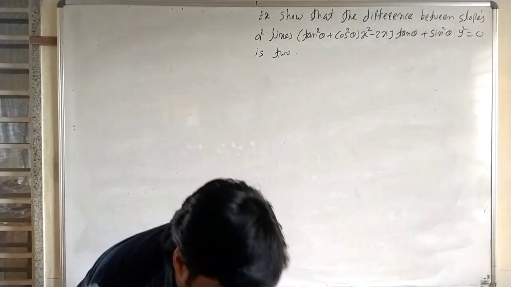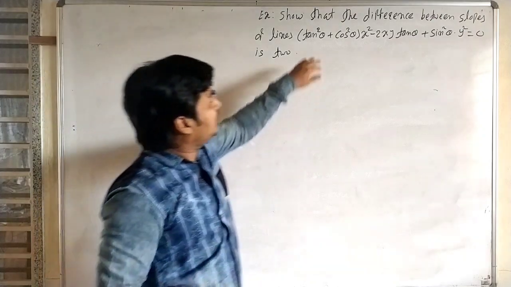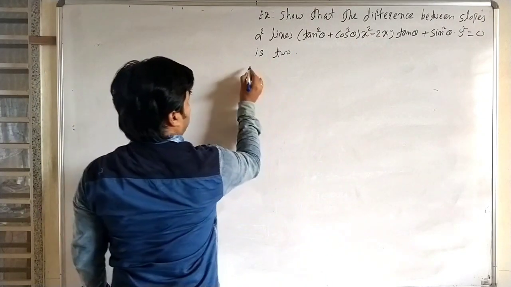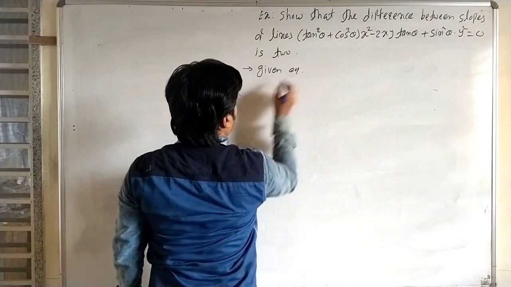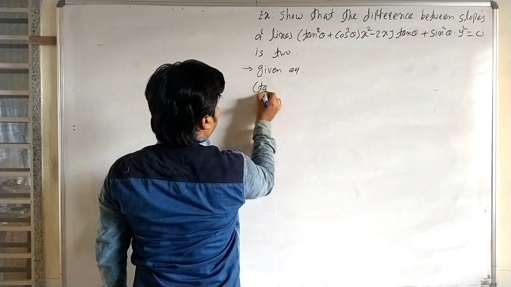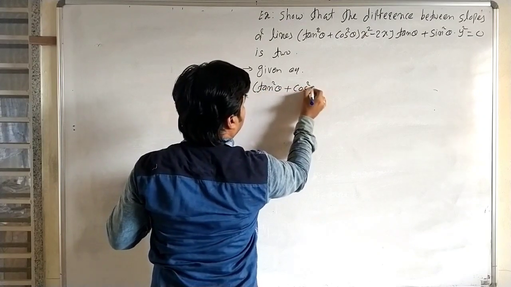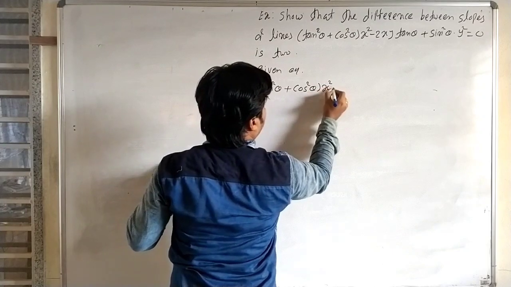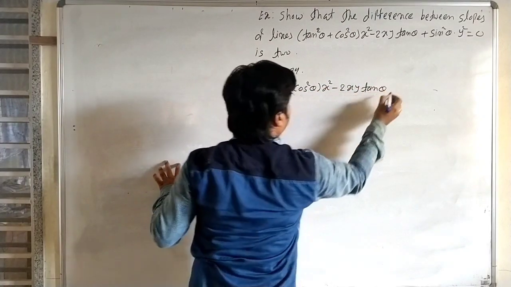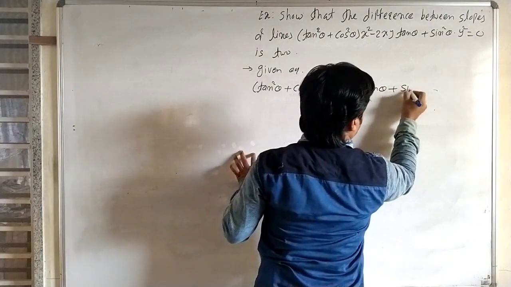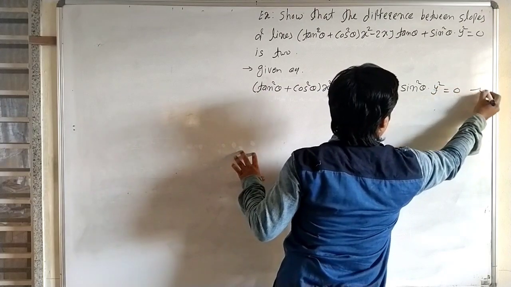Okay. Here we find the difference between slopes. It is a second degree homogeneous equation. Here the given equation is (tan square theta plus cos square theta) x square minus 2xy tan theta plus sin square theta into y square is equal to 0. It is equation number 1.